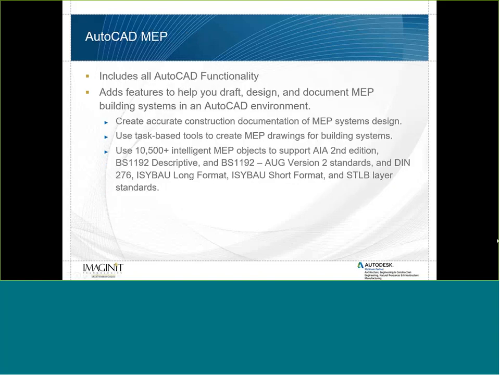Moving on, now we're talking about the AutoCAD MEP, and again, this is the mechanical, electrical, and plumbing. So this is all of the backbone inside of a building. So this includes your HVAC system, your plumbing systems, all of your electrical systems for lighting, things like that. So it includes, again, all the same functionality, but adds features that help you draft, design, and document all of these building system components in just a standard AutoCAD environment.